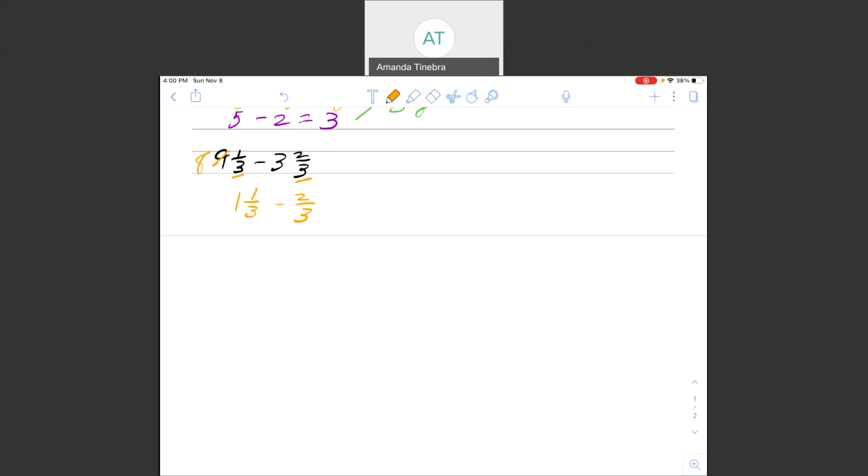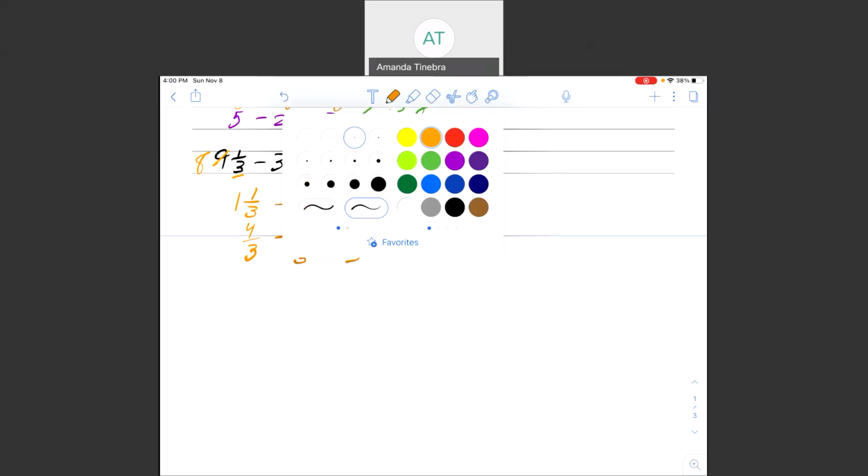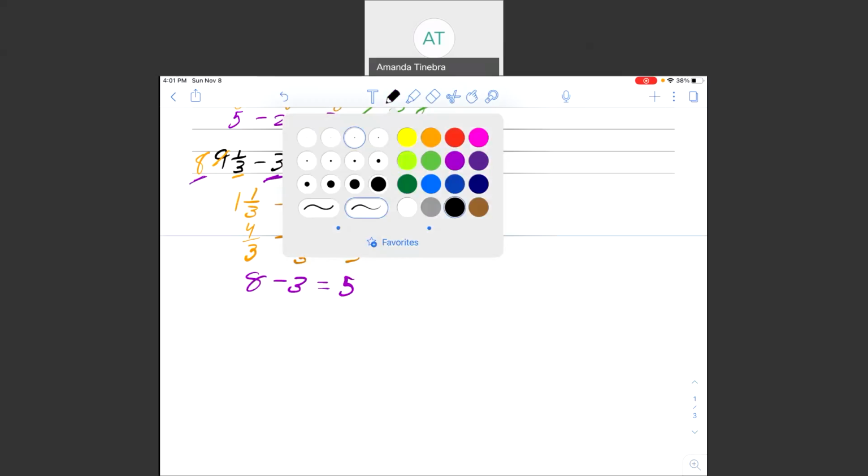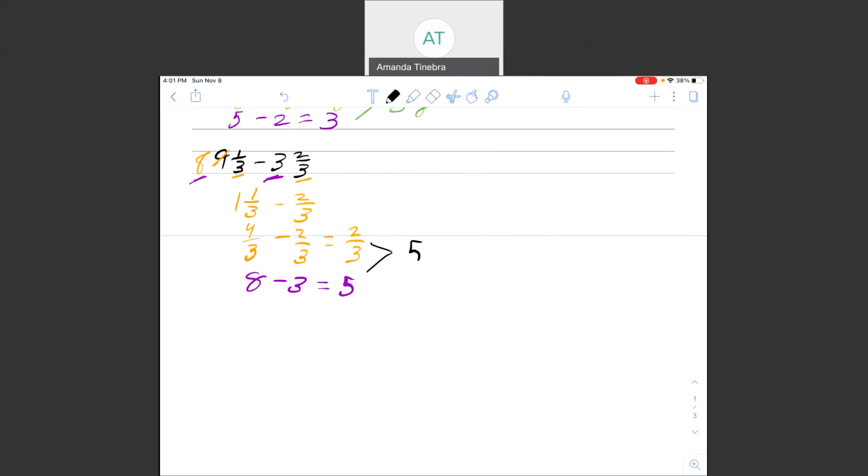Now, once I do that and I have this 1 1/3 instead of just the 1/3, well, now I have 1 1/3 minus 2/3. So my next step after I borrow is I'm going to turn 1 1/3 into an improper fraction. So 1 1/3 is the same as 4/3 minus 2/3. Well, 4/3 minus 2/3 is just 2/3. So now I've dealt with the fraction part. Going back to my whole numbers, I now do 8 minus 3, which gives me 5. My answer at the end, I can still combine, and it's just the same, 5 2/3.